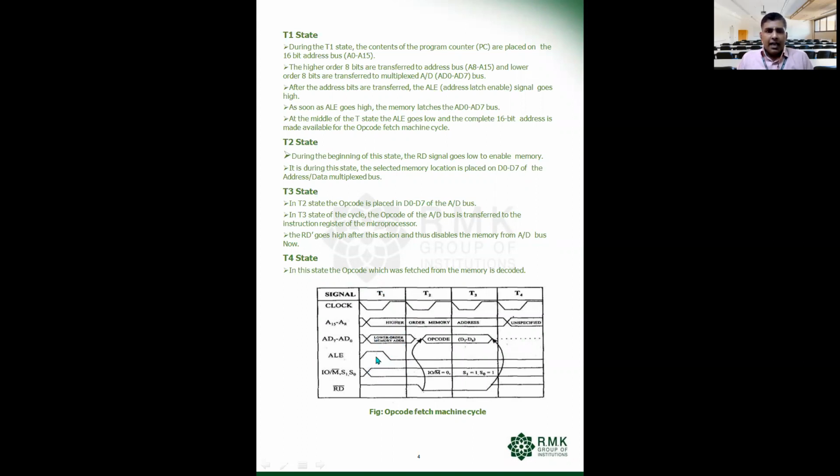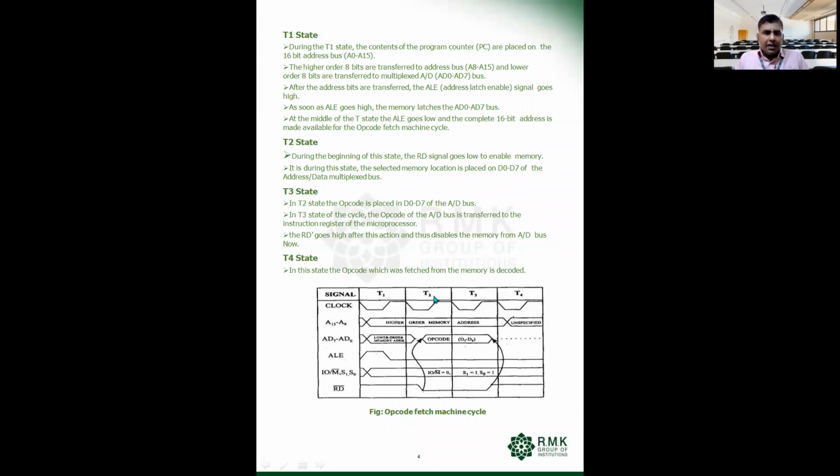And it is done with the help of address latch enable, which ensures that the lower order address bus is available and the higher order address bus is loaded, and it points to the memory location. So T1 state represents loading the address and locating the memory location.